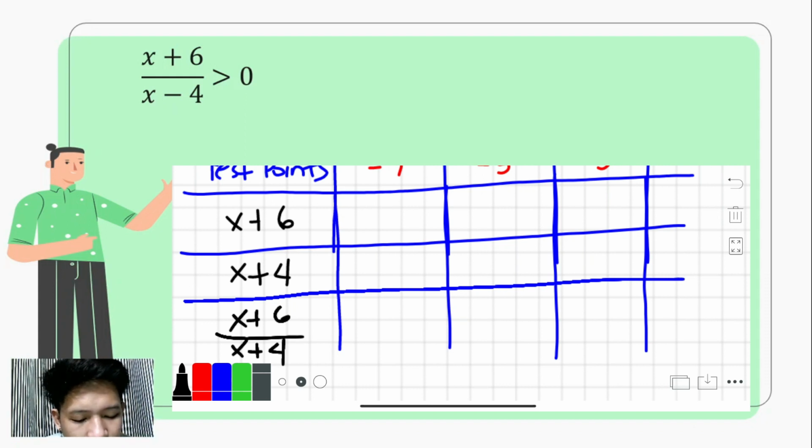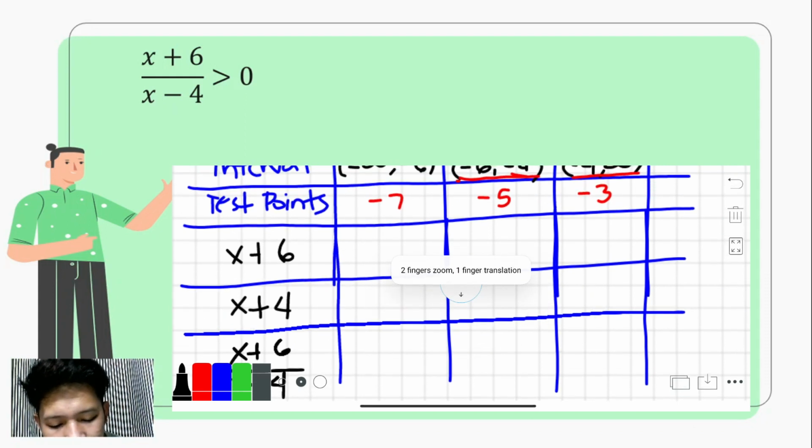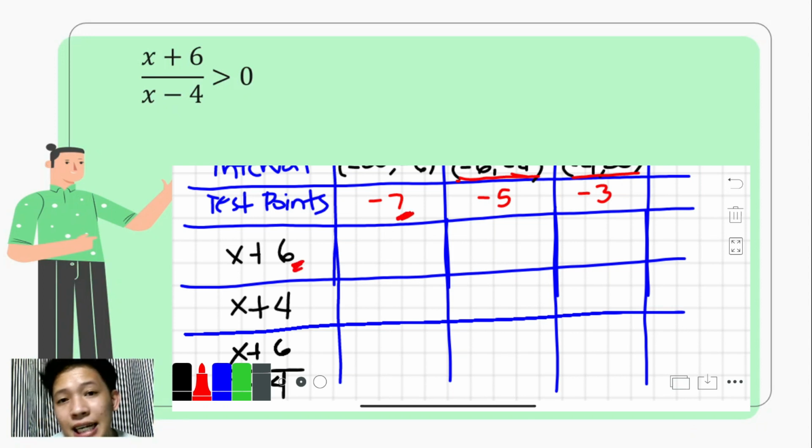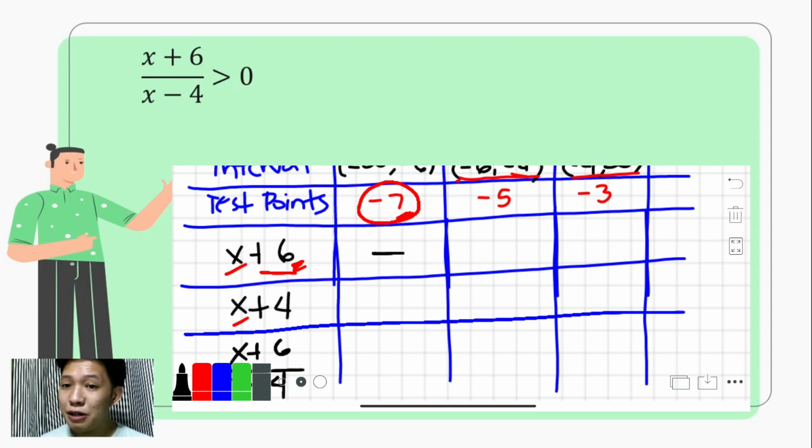So, ito na po yung magiging result natin. Okay? So, what we're going to do is to substitute these test points to these critical values. So, what would be negative 7? Isa-substitute natin si negative 7 sa mga x's dito. Okay po? And that would be negative 7 plus 6. That would be negative 1. At ano po yung sign ng negative 1? That is negative. So, yun lang po yung isusulat natin sa table of signs. And then we proceed with the next one. Negative 7 plus 4. That's still negative 3. So, the sign would be negative.